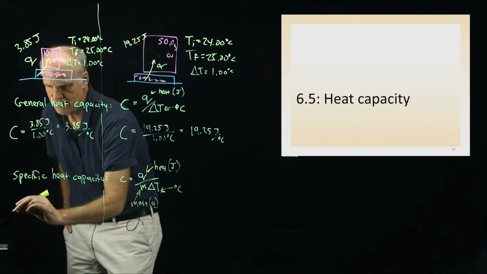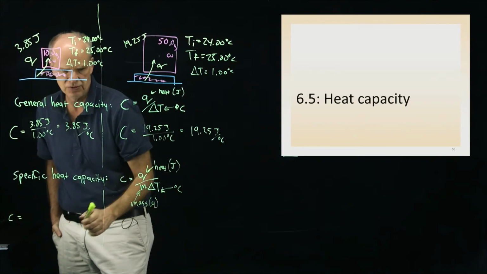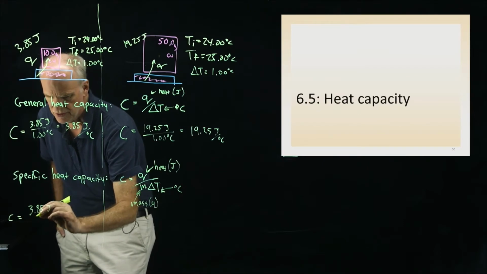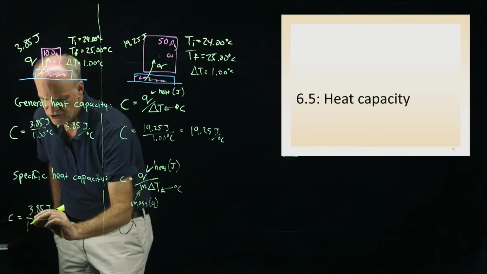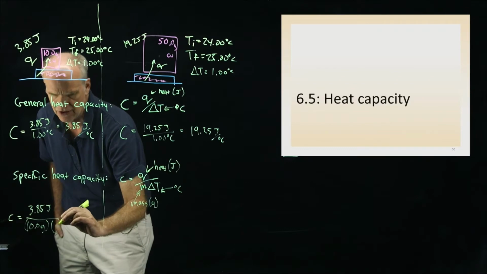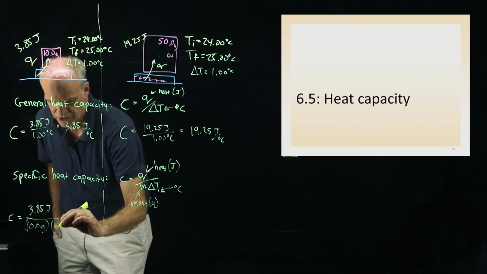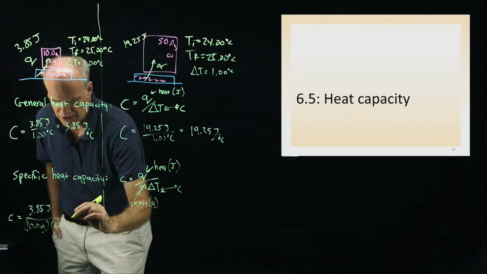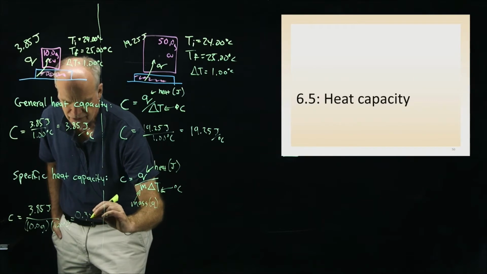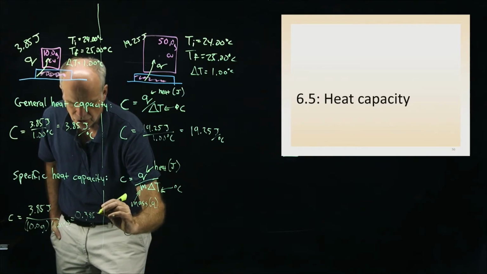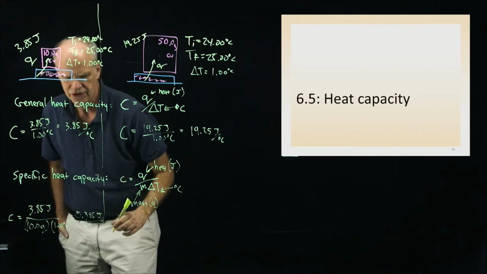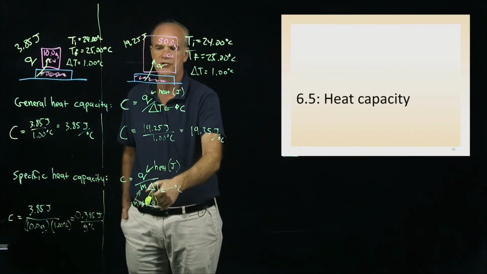For the small block, little c is equal to the heat, which was 3.85 joules, divided by the mass of the block, which is 10.0 grams, multiplied by the temperature change, which is 1.00 degrees Celsius. The specific heat capacity for this block works out to 0.385, and the units are joules, and in the denominator, grams degrees Celsius. So that's the specific heat capacity of the small block. Okay, let's do it for the large block.